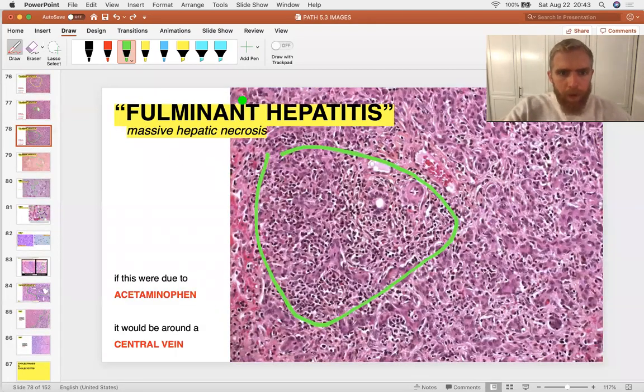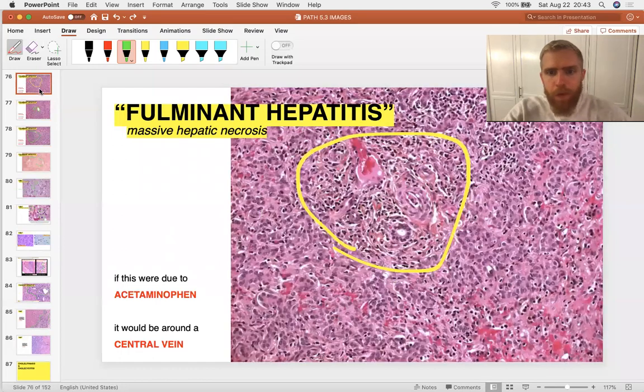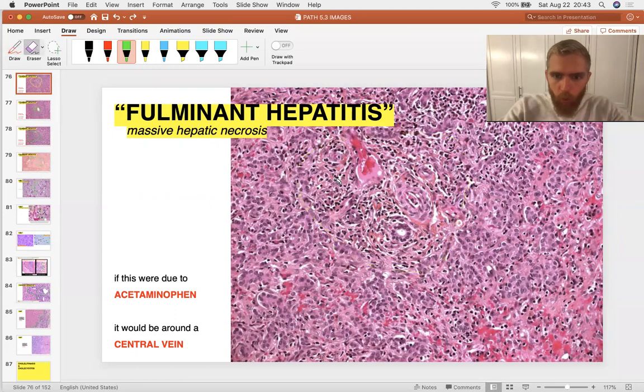Here you go. This is fulminant hepatitis. This is an example of massive hepatic necrosis. And this is the sort of thing they're talking about when they say portal inflammation. Because, well, what's this right here? What are we looking at? We're looking at a portal triad. Here's our bile duct. Here is our arteriole. Here's our vein. And so you're seeing nothing but immune cells around this sucker.